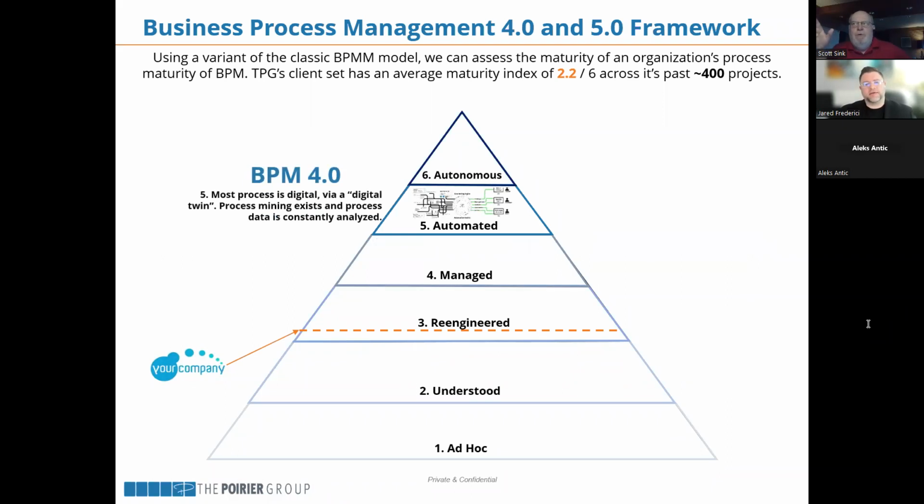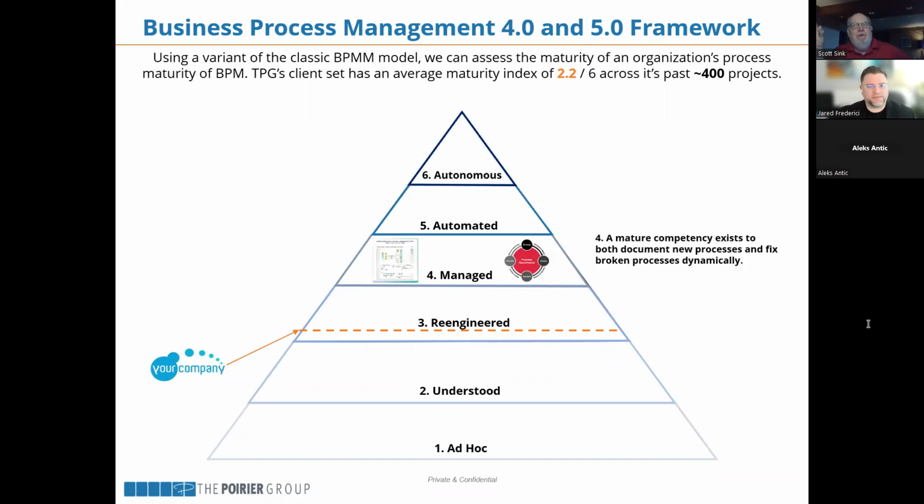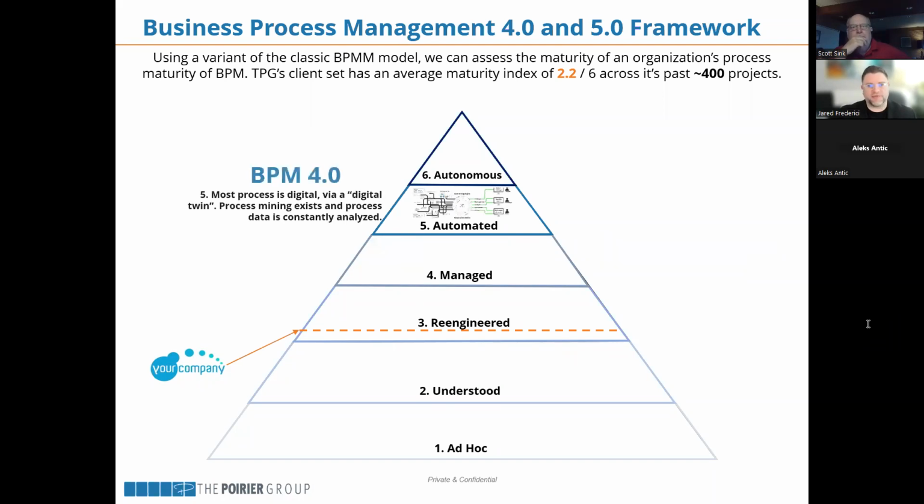So Jared, quick question. So the row 4, that implicitly means you've got measurement. You're using measures to manage, right? Exactly. Yeah, that's right. There's some table stakes OA that has to occur to get to level 4, in other words. Yeah. 5 is really around creating digital twins of process, doing some process mining, having some predictive nature to process so that we can predict failures.